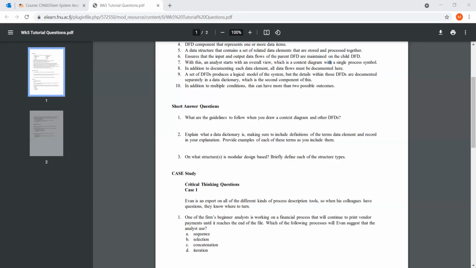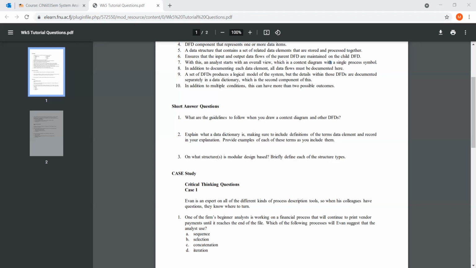Data dictionary is a central storehouse of information about the system's data. Full stop.